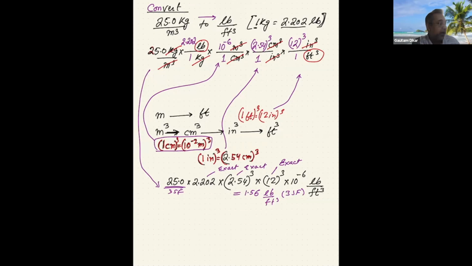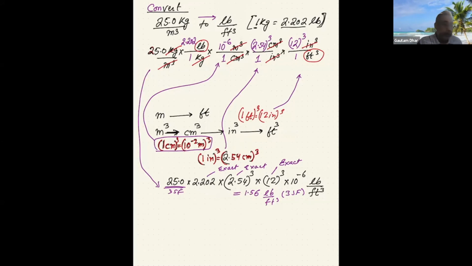You see, I can go from meter to feet. How can I go from meter to feet? I can go from meter to centimeter, centimeter to inch, and inch to feet, cubed, because these are the numbers I know. So I have to cube them, and that's it. If I want to go from meter to centimeter, or centimeter to meter, that's the first step that I'm doing: meter cube to centimeter cube. Basically, using this conversion factor, 1 centimeter is equal to 10 to the power minus 2, right? And I cubed it.